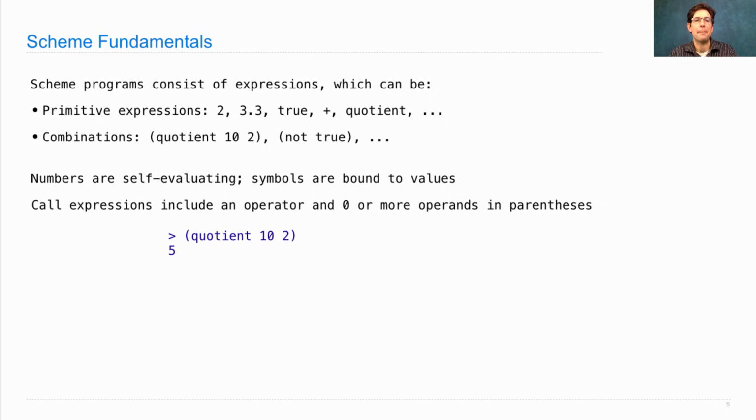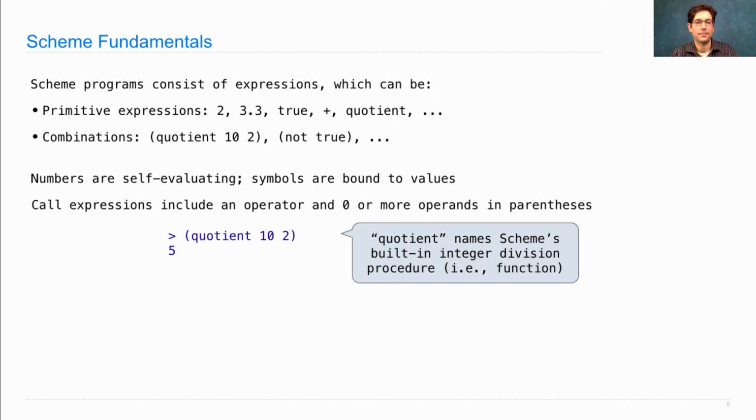So let's look at some examples. If at the Scheme prompt I type open parenthesis, quotient 10, 5, 10, 2, close parenthesis, then I get 5. Quotient names the built-in integer division procedure. In Python we called things functions, in Scheme they're called procedures, but they're fundamentally the same thing. You can nest call expressions. I could say, what's the quotient of the result of adding together 8 and 7? Well, that's 15. Divided by 5 is 3.